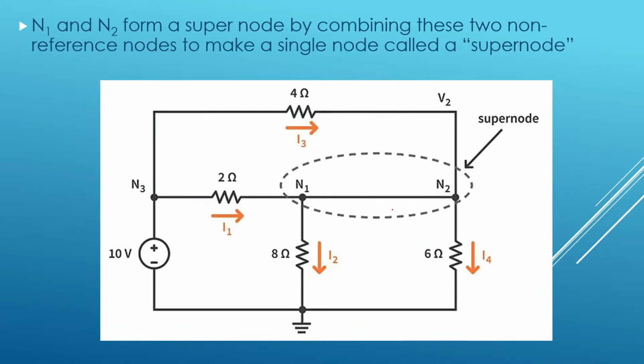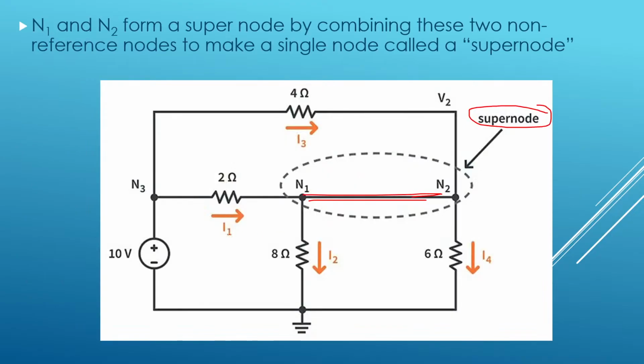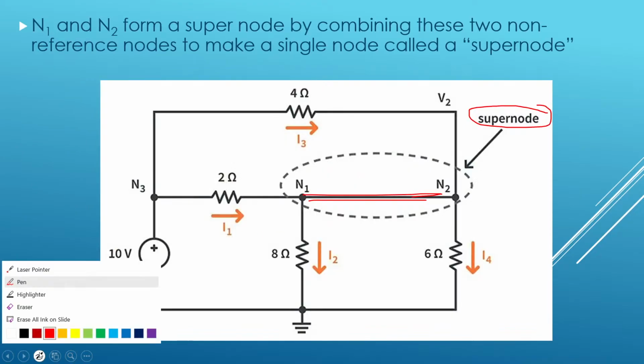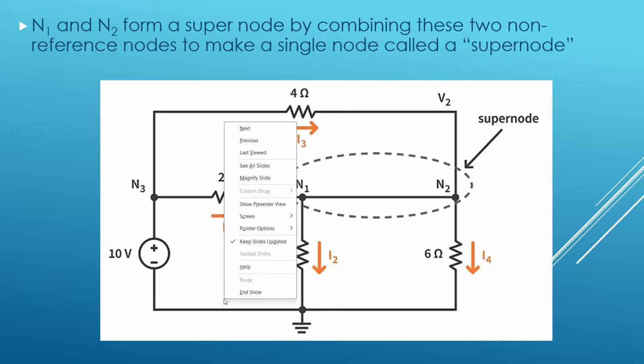Now let us solve this numerical problem. Initially I have assumed that I have short circuited the voltage source. So N1 and N2 are no longer two nodes, they are a single node now. Therefore you can call this single node a super node. Now let me copy this circuit, and let us apply Kirchhoff's current law at each node.